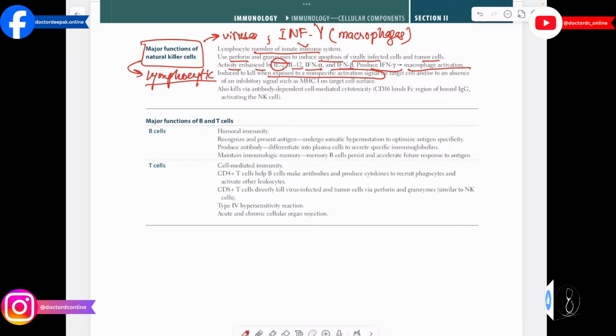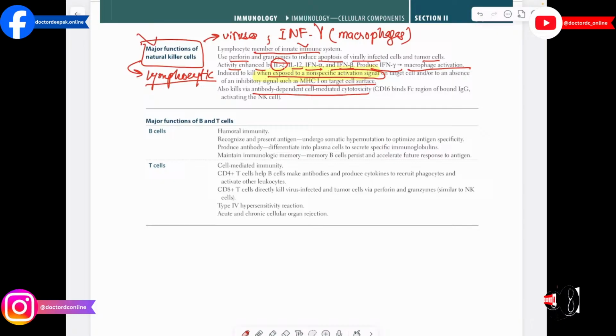When it is getting any non-specific activation signal, it gets stimulated, but it also has inhibitory signals, that is MHC-I on the target cell surface. Whenever MHC class 1 is present on the target cell surface, then it will be inhibited. Also, it kills via antibody-dependent cell-mediated cytotoxicity.